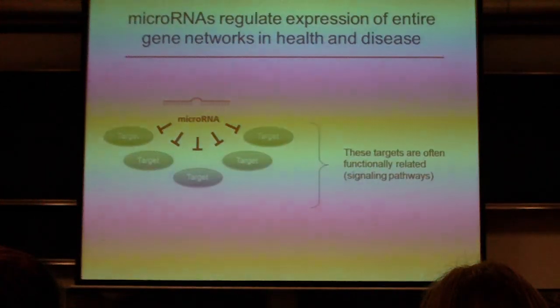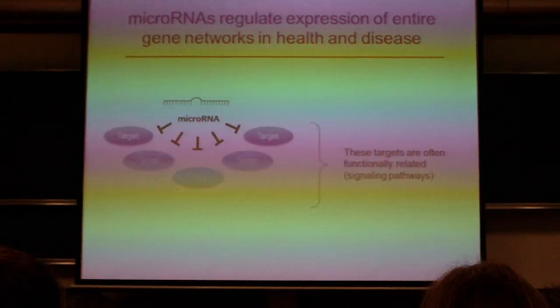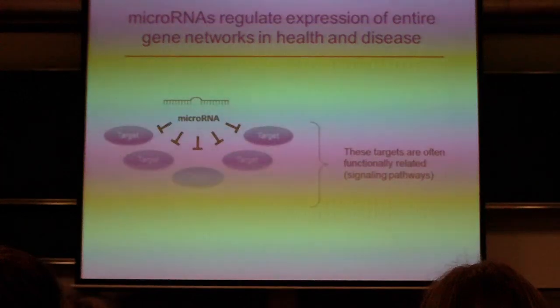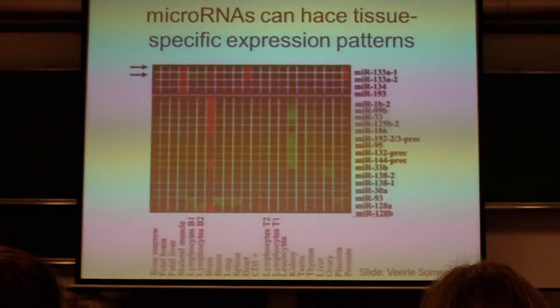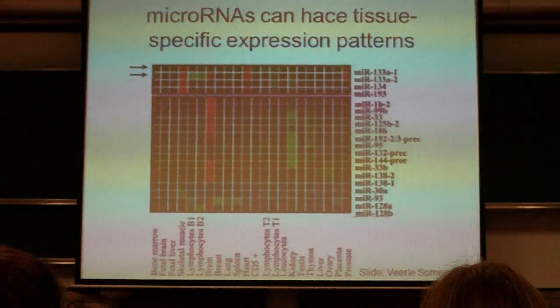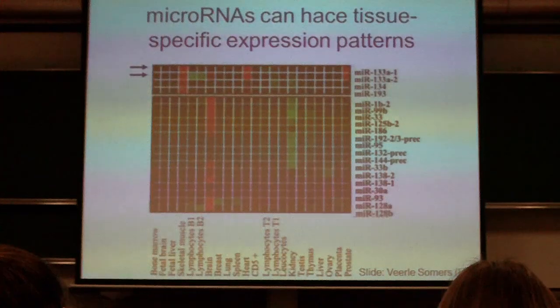So as I said, microRNAs regulate the expression of entire gene networks in health and disease, and these targets can often have functionally related roles. MicroRNAs can also have tissue-specific expression patterns, like I said, microRNA-122, which is actually not part of this slide, but there are others, like microRNA-133, which is only expressed in muscle, so in skeletal muscle and in the heart. Another example of cardiac-specific expression is microRNA-1.